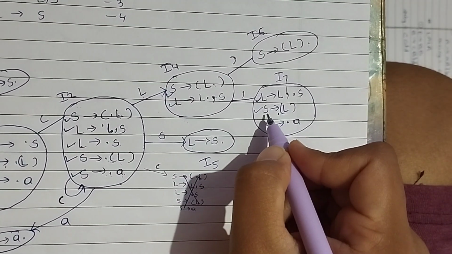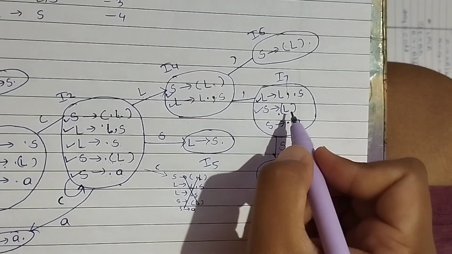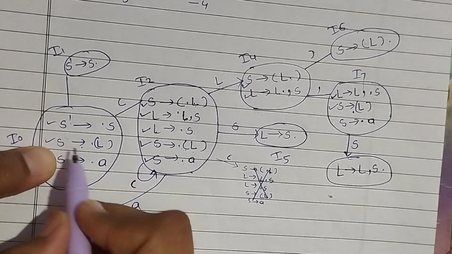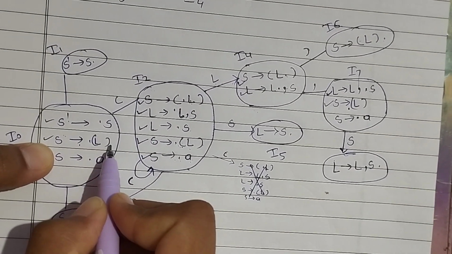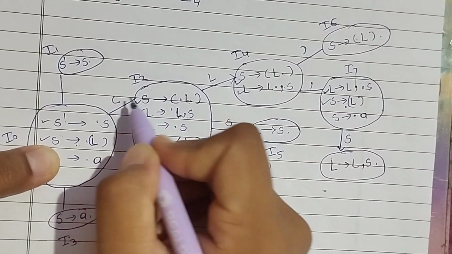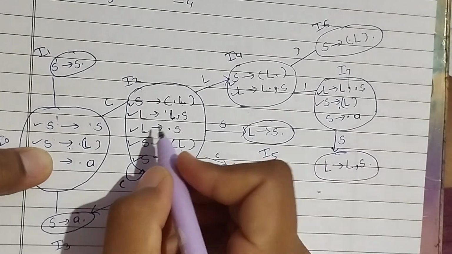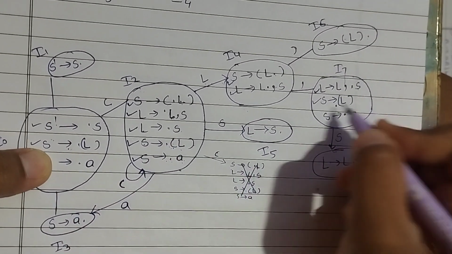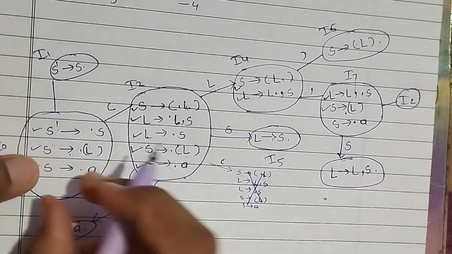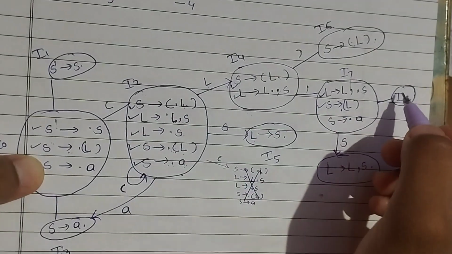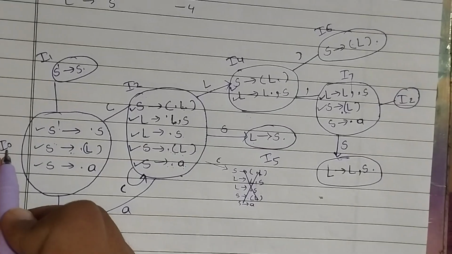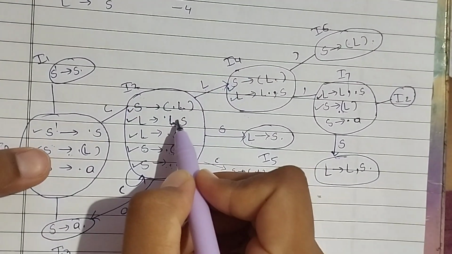Now the second grammar, S → (L), this same state we see in the I0 state. S → .(L), and from this state we move to I2 with respect to the opening bracket. So instead of showing the arrow, we write here for this grammar that we move to the I2 state. This grammar is present in I0, but from I0 we move to I2, so I2 we write.